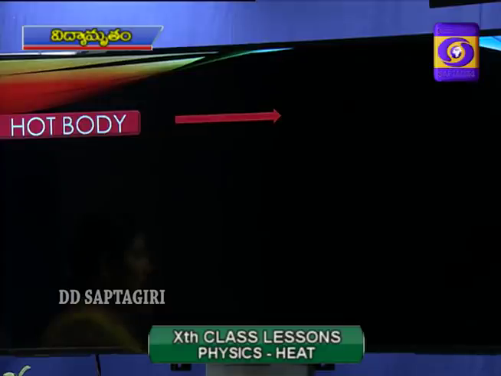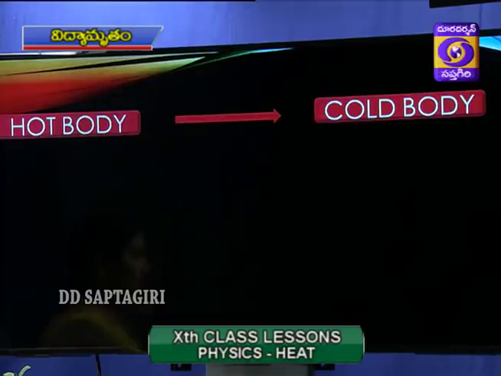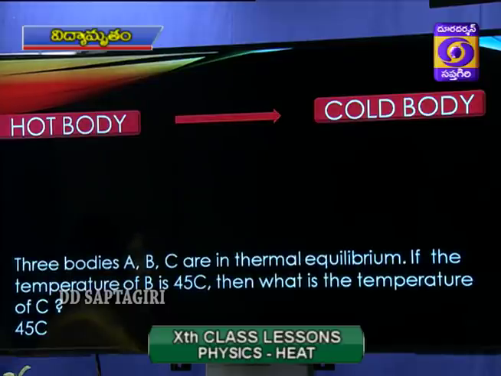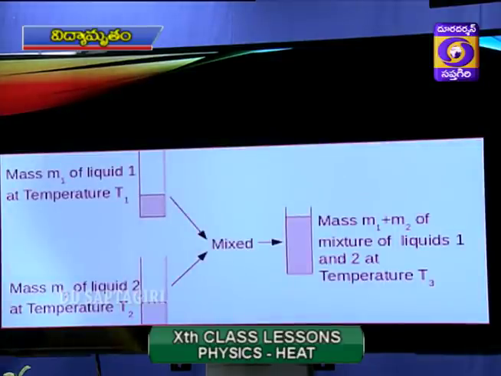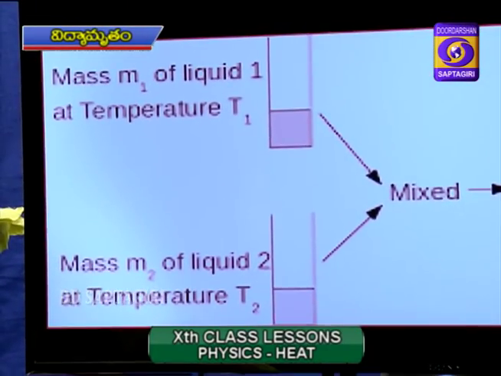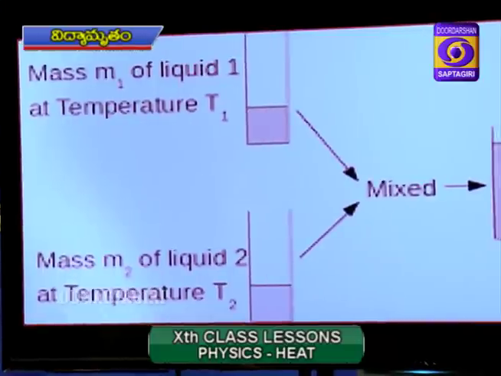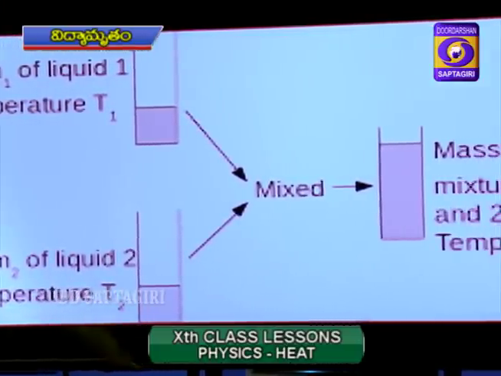Here you can see hot body, cold body, the heat is transferring from hot body to the cold body. Likewise, in the examination they will ask you, if a body A is at a temperature of 45 degrees and B is at 45 degrees, what is the thermal equilibrium? A and B are in thermal equilibrium, A is at 45 degrees and B is at 45 degrees. Okay, you have to expect that there is no heat flow and the temperature is constant.